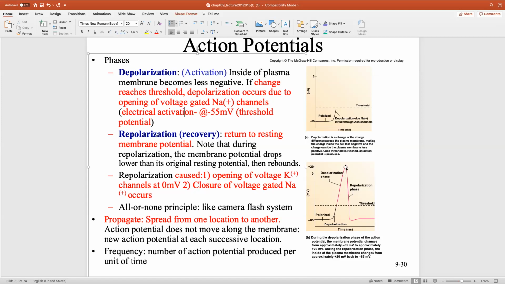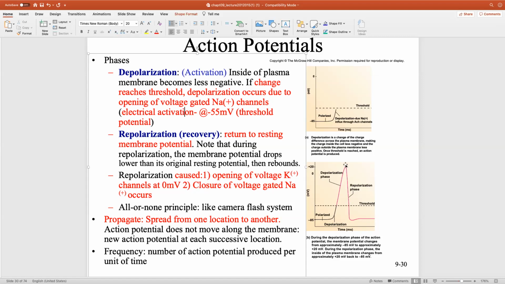That depolarization phase is then followed by a repolarization phase where voltage-gated potassium channels open. As voltage-gated potassium channels open, potassium leaves the cell, making my cell more negative and allowing my cell to recover. So then I can get ready for the next cycle of contraction. So repolarization is due to opening of voltage-gated potassium channels and potassium efflux.